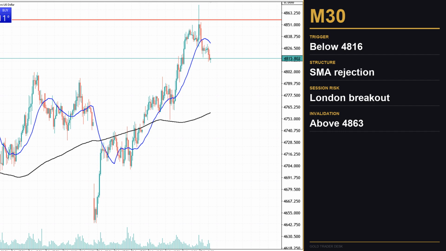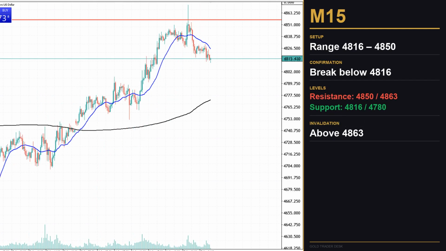Price is currently consolidating near 4816, creating a compression zone that typically precedes directional expansion. The rejection from higher levels combined with price below the 20 SMA indicates near-term weakness. London session volatility could provide the catalyst for a breakdown below 4816, targeting the 4780 support zone. Risk management should account for potential false breakouts during the session transition.